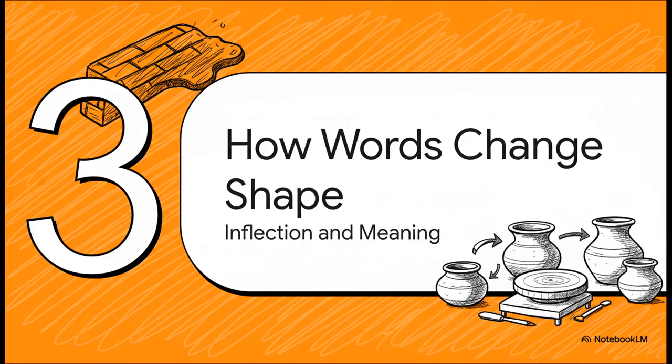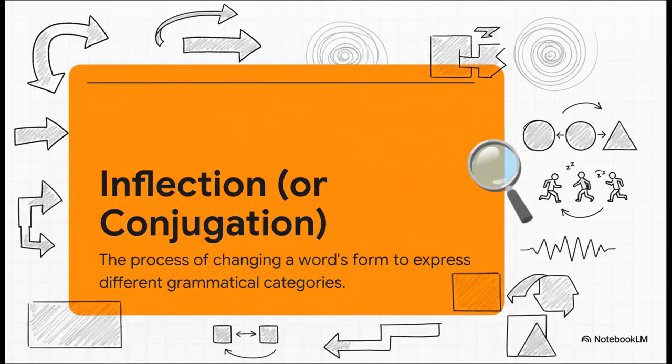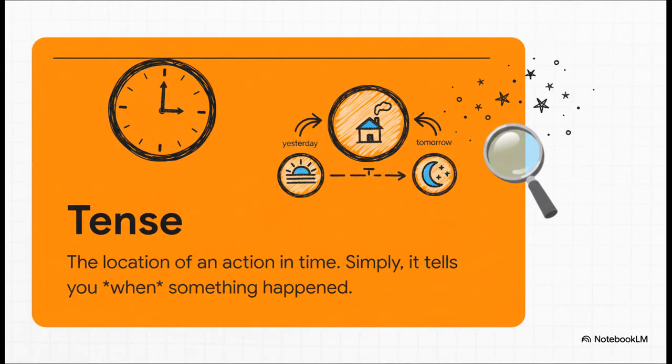Okay, but this is where it gets really cool. Our word bricks, they're not just static blocks. Think of them more like clay. They can actually change their shape to give us even more specific meaning. So this whole shape-shifting thing, it has a name. It's called inflection. You might also hear it called conjugation when we're talking specifically about verbs. And this is how we add all those crucial little layers of detail to our sentences, things like time and perspective. Probably the most obvious example of this is tense.